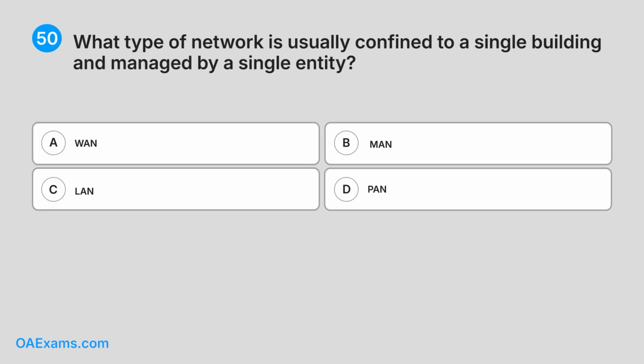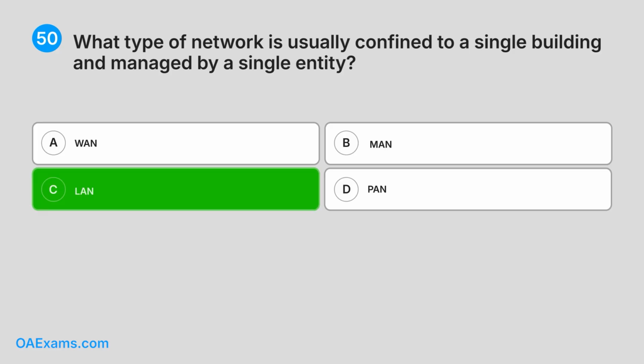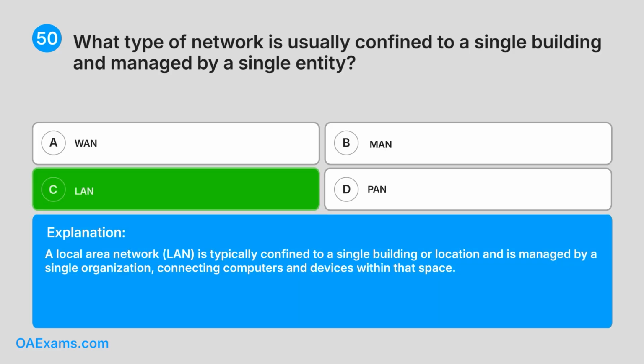50. What type of network is usually confined to a single building and managed by a single entity? A. WAN. B. MAN. C. LAN. D. PAN. Do you know the answer? Correct answer: C. LAN. Explanation: A local area network, a LAN, is typically confined to a single building or location and is managed by a single organization, connecting computers and devices within that space.